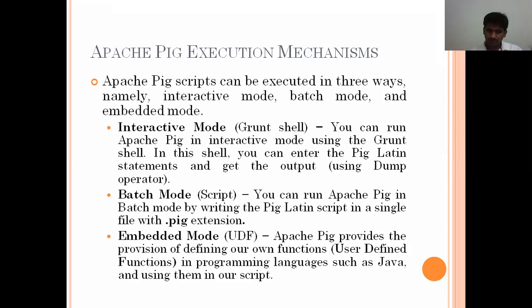By interactive mode, batch mode and embedded mode. In interactive mode, we run everything using the dump operator. In batch mode, we write the Apache Pig script as one single file, save it with the .pig extension, and then run that file. Then, we also have the provision of creating our own user-defined functions and using them in our script, which is embedded mode.